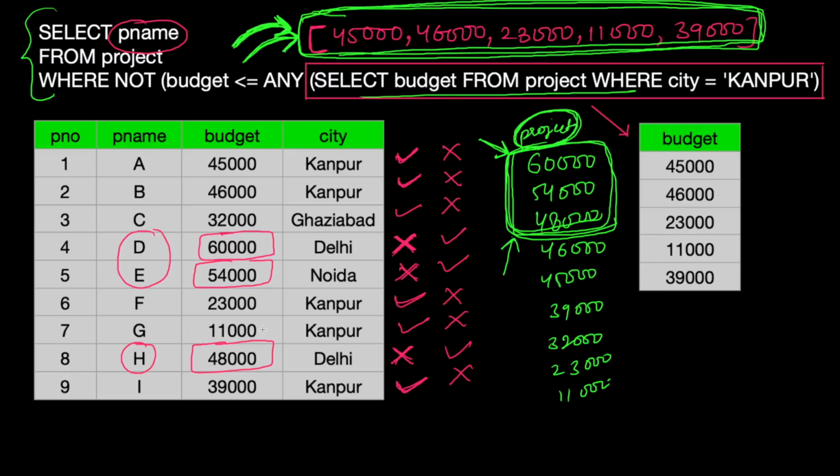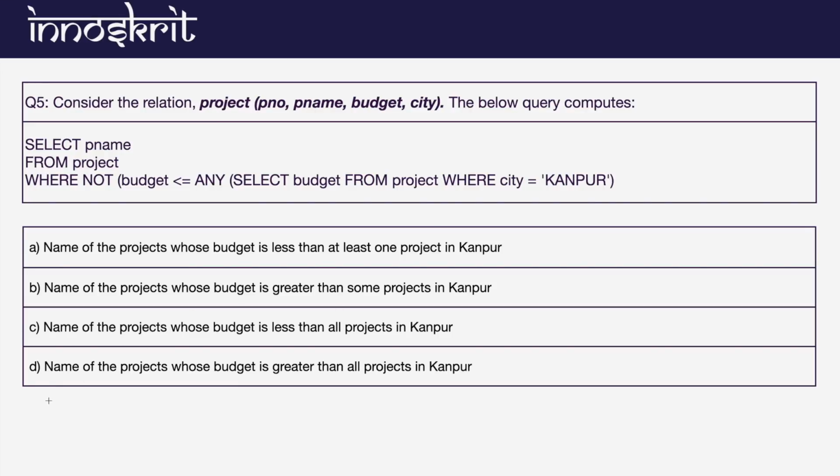You may take any other data and just execute this query. You will find that you will be selecting all those budgets which are greater than the budgets of all the projects in Kanpur city, right? So option D is going to be the correct answer. Names of the projects whose budget is greater than all the projects in Kanpur, right? This is a very simple query. So option D is the correct answer.